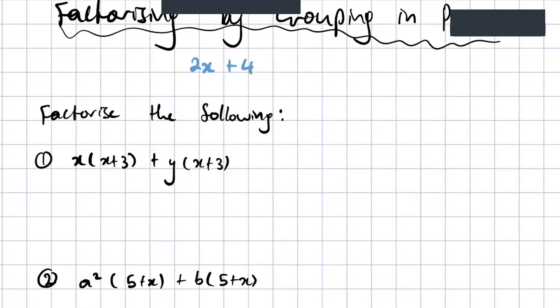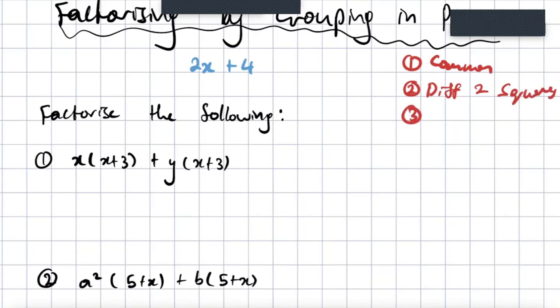technique, okay? So currently what we've done is common factors, then difference of two squares, and now our third skill with factorizing is going to be grouping in pairs, or often just called factorizing by grouping. And you'll see something quite interesting that'll pop out as we go along.